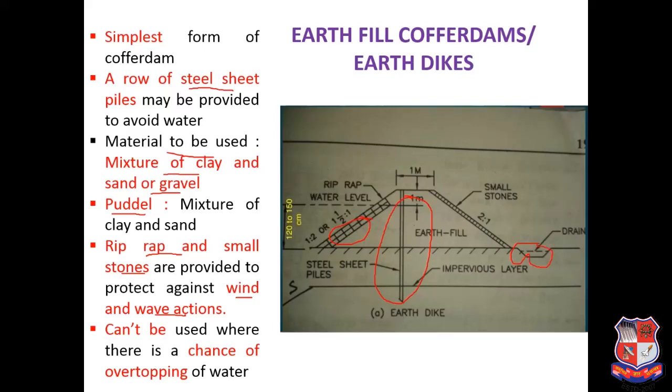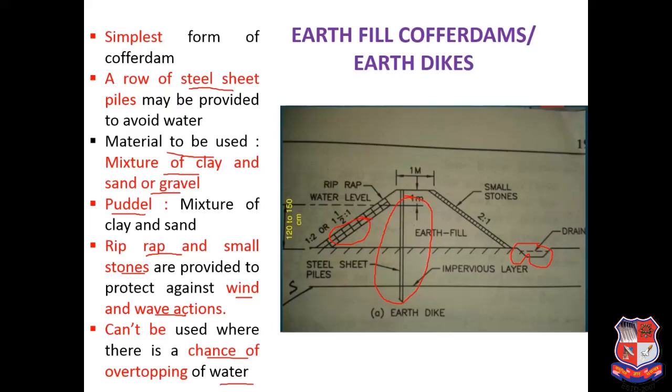So this sheet pile should enter up to the impervious layer, and this type of cofferdam cannot be utilized where there are chances of overtopping of water, because if some overtopping of water happens, then it will be washed away. The whole cofferdam will be washed away. So where there are chances of overtopping, this type of cofferdam cannot be used.